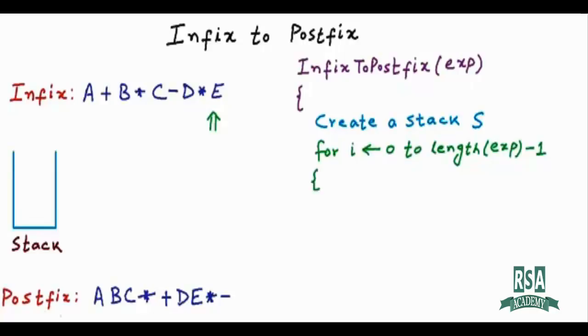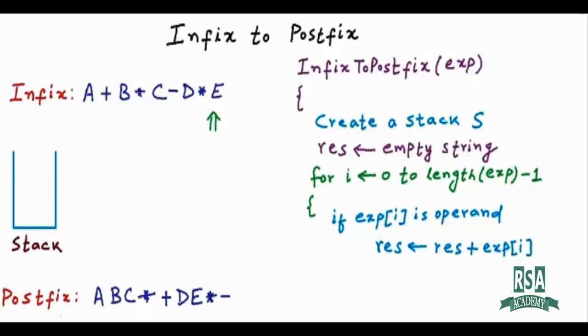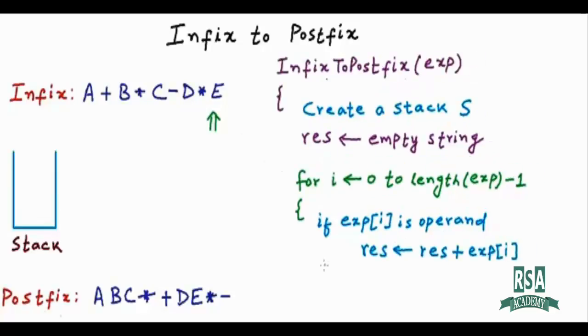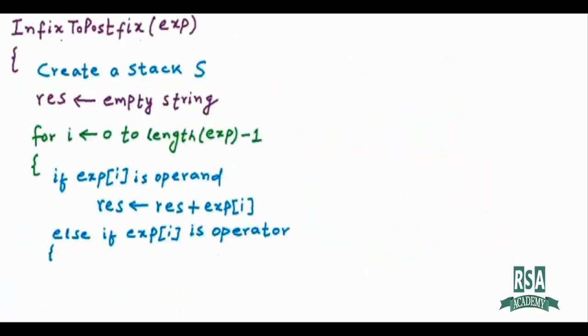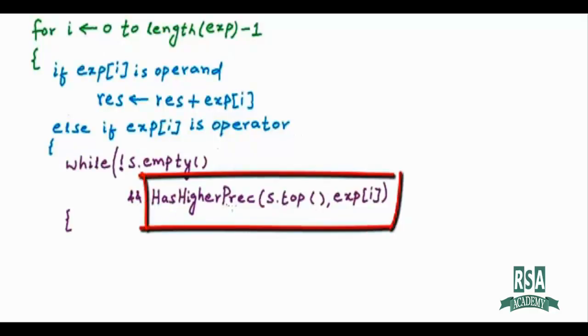So I'm looking at each character that can either be an operand or operator. If the character is an operand, we can append it to the postfix string. Actually, I should have declared and initialized a string before this loop. This is the result string in which I'll be appending. Else, if expression[i] is an operator, we need to look for operators in the stack having higher precedence. So I'll say while stack is not empty and the top of stack has higher precedence, and let's say this function HasHigherPrecedence will take two arguments, two operators.